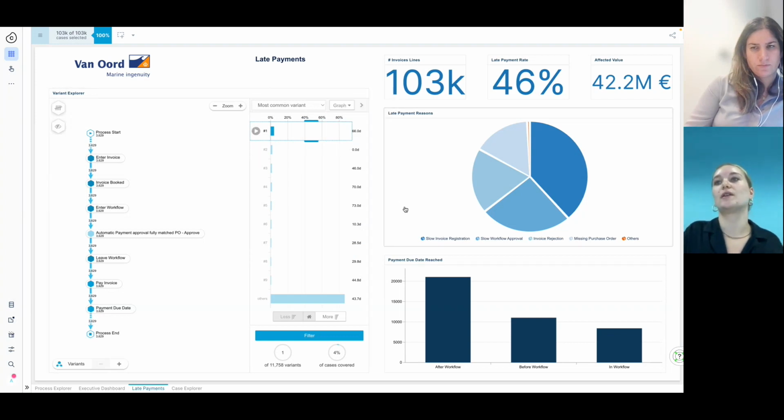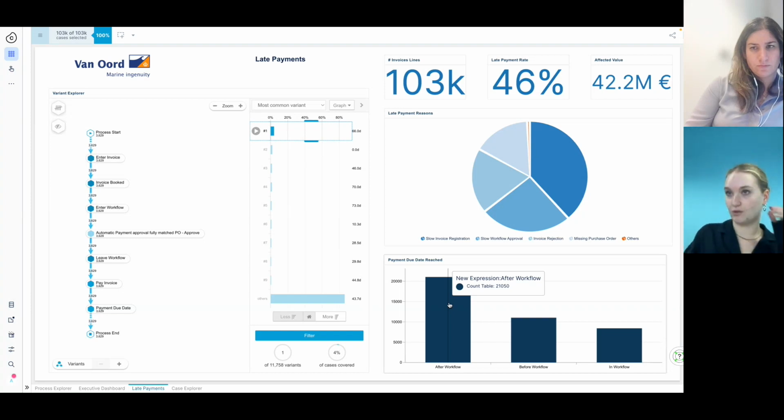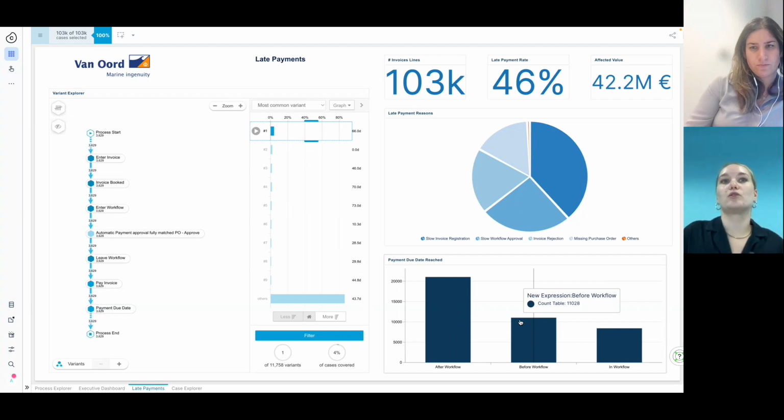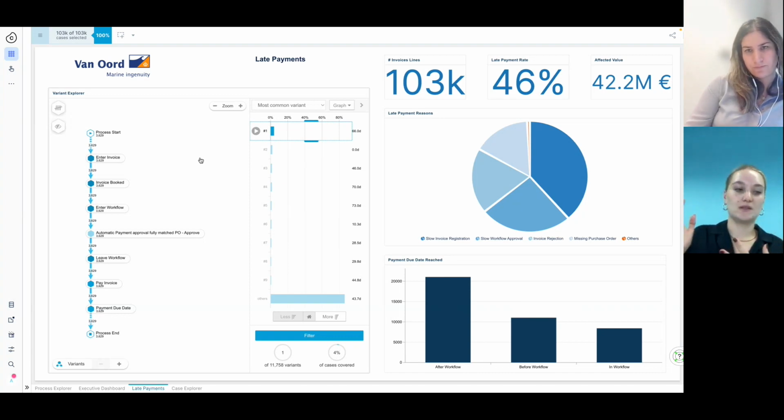And what we saw is that a lot of invoices reached their payment due date after the workflow, but a lot of them also before the workflow. So before it was even going through all of these approval steps, an invoice would already be too late and overdue. So what this meant is probably that the backlog of these invoices before they're entered in the system was very big and couldn't be processed on time. And a lot of invoices were waiting in the backlog before entering the system and being processed.